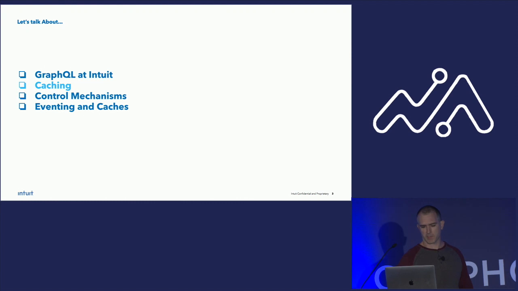Okay, so what are we going to be talking about today? We're going to be talking about GraphQL and Intuit. Specifically, we're going to be talking about a caching scheme that supports our larger scale use cases. We're going to be talking about control mechanisms for that cache, and then we're going to be talking a little bit about eventing and caches and some of the challenges therein, right?